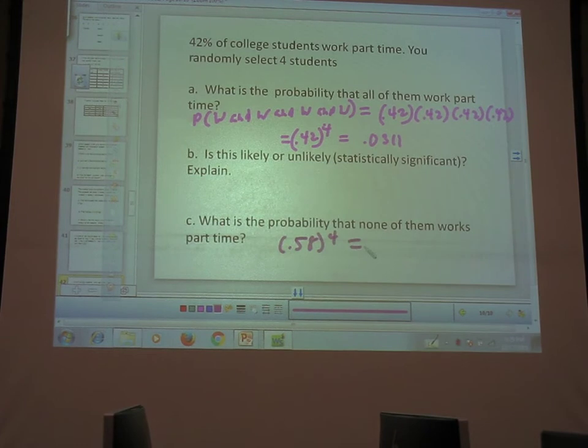The alls and the nones are easy. What was this again? 1, 1, 3, 2? Yeah, or 2? 2. Okay.